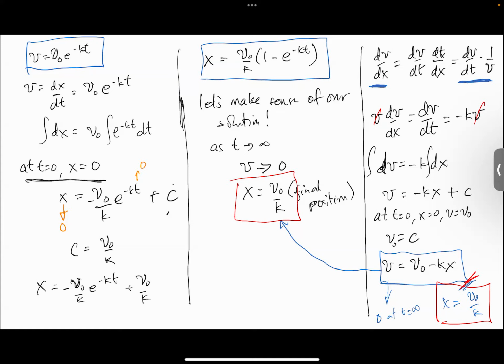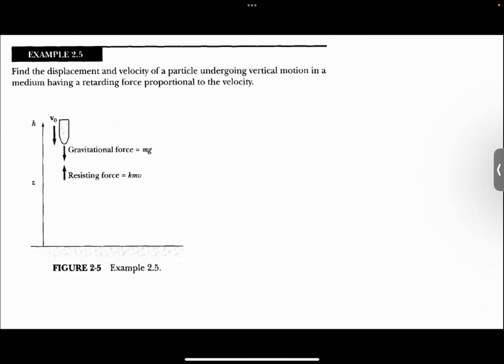Any questions? Meron ba kayong gustong balikan? Masyado bang mabilis, or nasundan niyo naman yung discussions? Okay lang? Okay. Now, ito yung next simple problem.